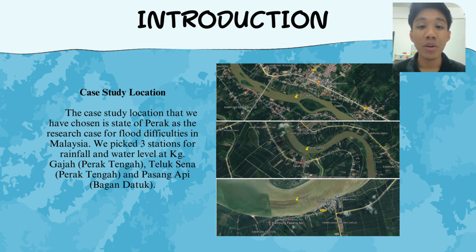in Malaysia. We discussed in the group and chose the state of Perak as the research case for flood difficulties in Malaysia. The 3 stations that we chose are located in Kampung Gajah as Station 1, Teluk Sena as Station 2, and Pasang Api as Station 3.